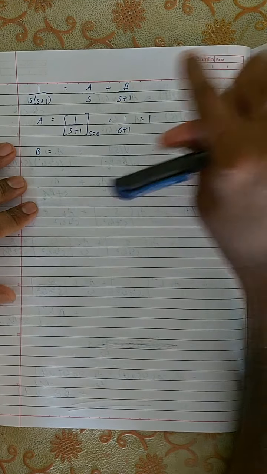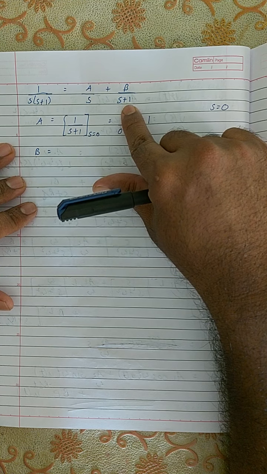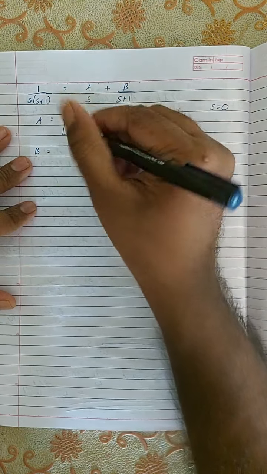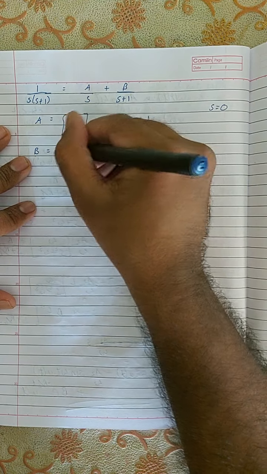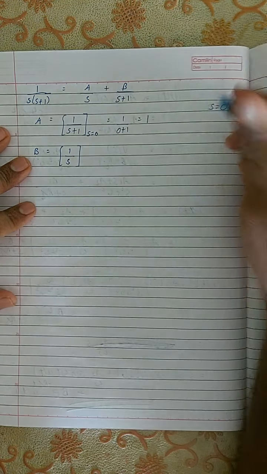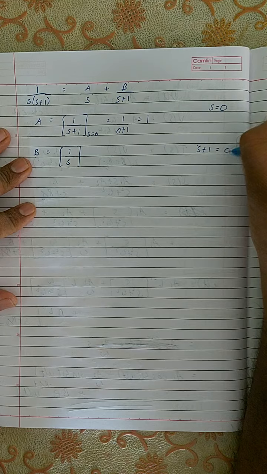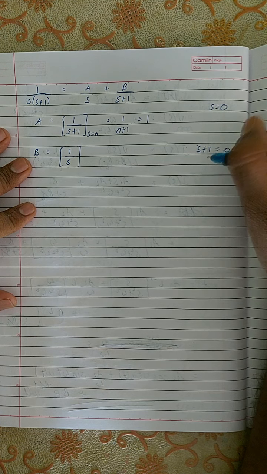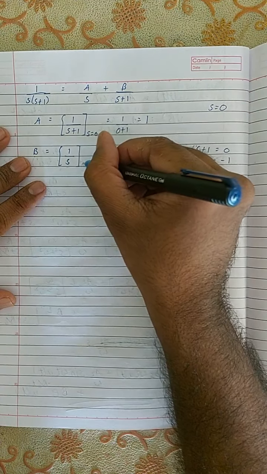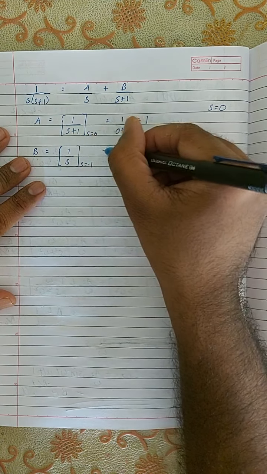To find the value of b, look at the denominator of b. It is s plus 1 is the denominator, right? So which means I remove s plus 1 from here and write the remaining terms. Remaining terms is only this much, right? 1 by s. And then what is the denominator equation? It is s plus 1 is equal to 0. If s plus 1 is equal to 0, then what is the value of s? Value of s is minus 1. So substitute the value of s as minus 1 over here.